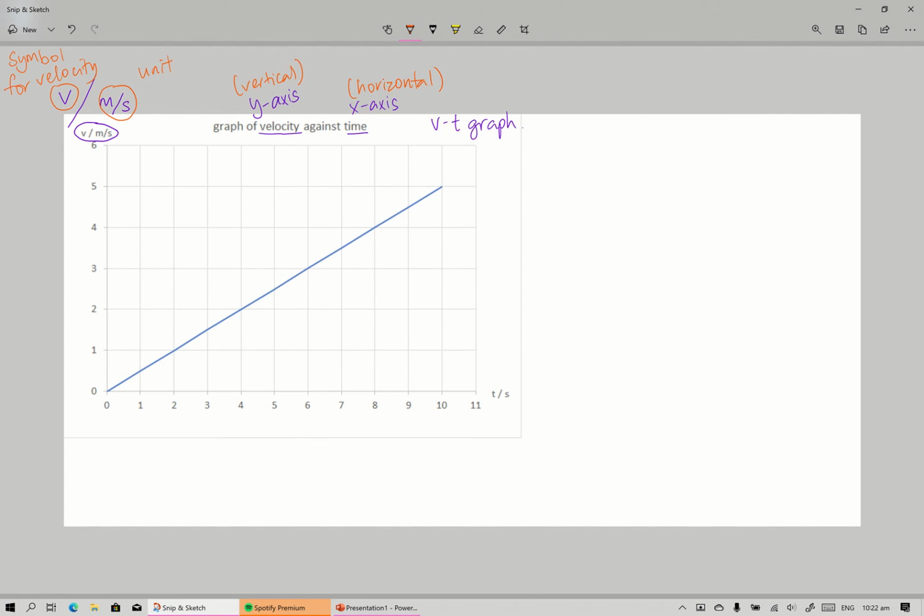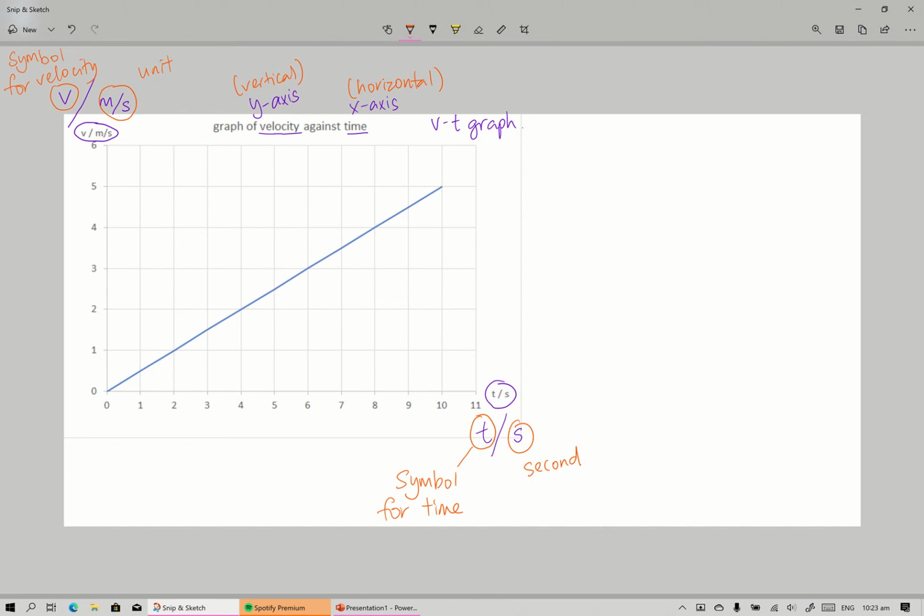And on the other end, on the horizontal axis, I'll enlarge it for you, small t slash s. And this stands for second, and t is actually the symbol for time. Alright, so this is the basic description of how you label the axis.